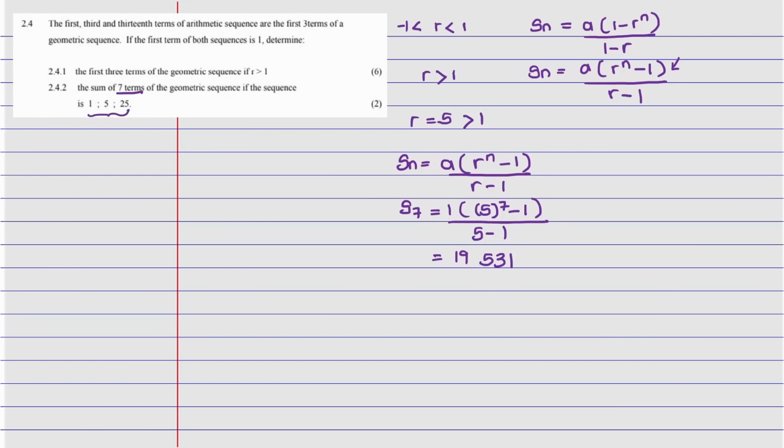Just again, to emphasize it so it can stick: when we're dealing with geometric sequences, remember that when you're asked to find Sn, ask yourself what R is, because that is going to give you the right formula. Don't always assume it's this one. It depends on your R value, so that you know which one to properly pick. I hope that makes sense.